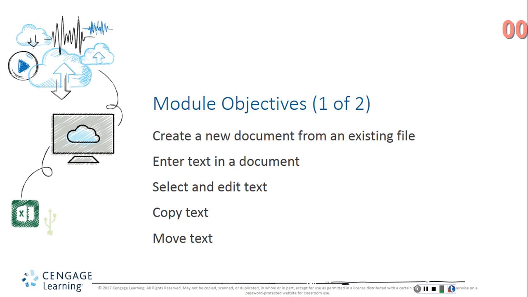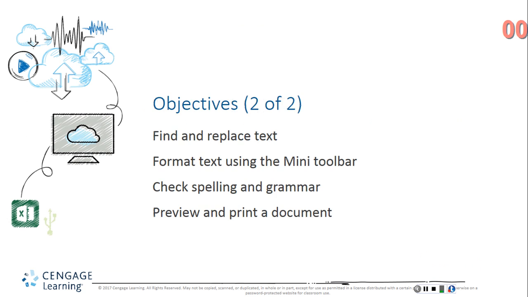The module objectives are create a new document from an existing file, enter text in a document, select and edit text. We're going to learn how to copy text, move text, find and replace text, format text using the mini toolbar, check spelling and grammar, and then preview and print a document.